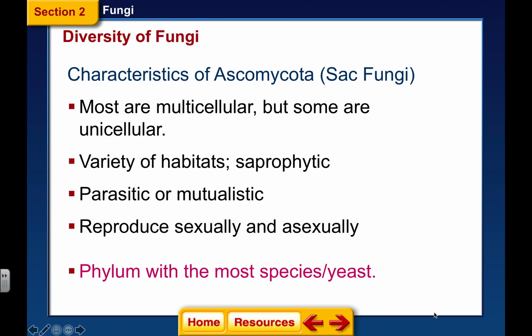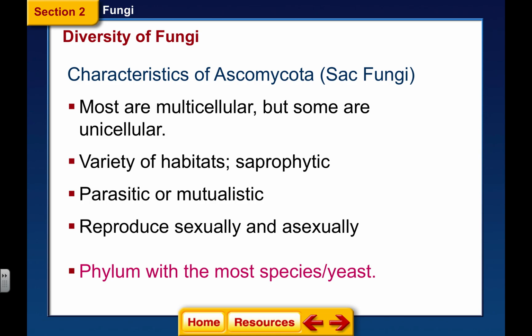Their habitats, they're saprophytic, so they are decomposers of dead and decaying material. They can be parasitic or they can be mutualistic. Certainly, yeast in our gut, we have a mutualistic relationship with it until it overgrows, so they can be either. They're either reproducing sexually or asexually.